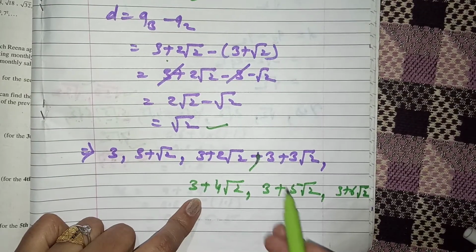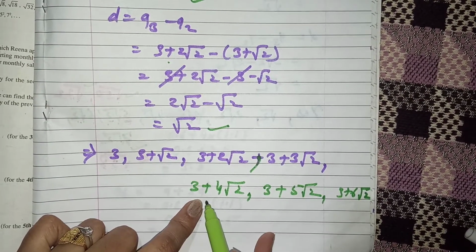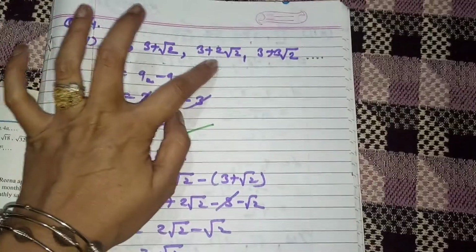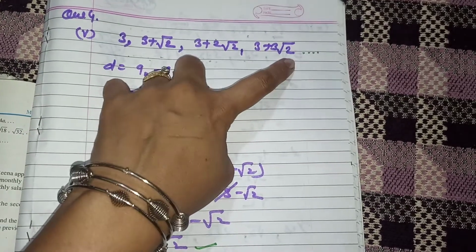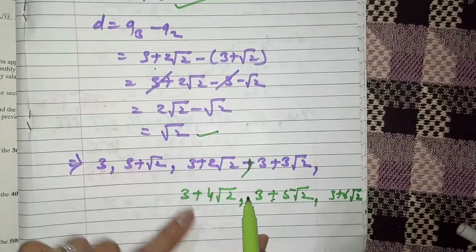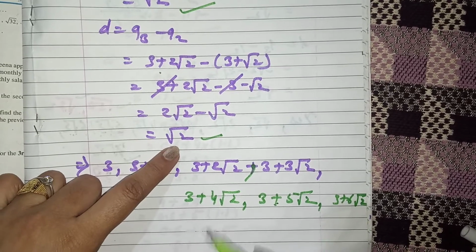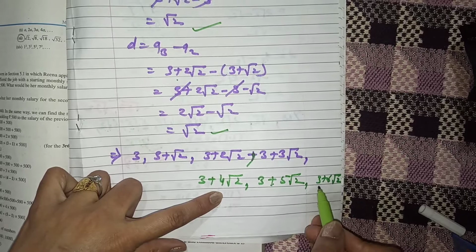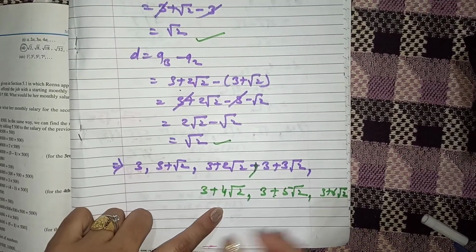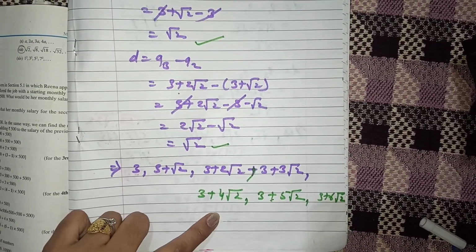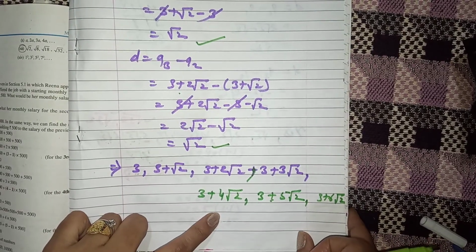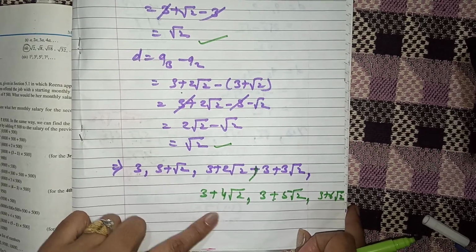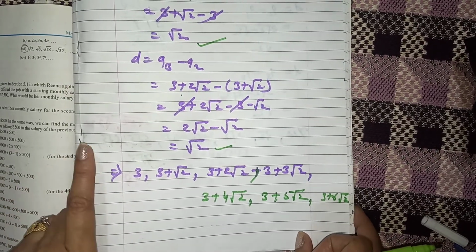For the previous question also, we have to write 3 more terms. For 3 plus root 2, 3 plus 2 root 2, 3 plus 3 root 2, then after that, because root 2 is the common difference, we add root of 2. So 3 plus 4 root of 2, 3 plus 5 root of 2, and 3 plus 6 root of 2 are the next 3 terms for the AP. Okay, so this was question number 4. I hope you understood what an AP is and how we can write the next terms for an AP.